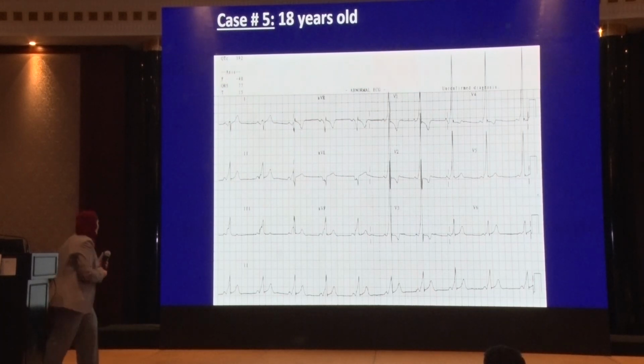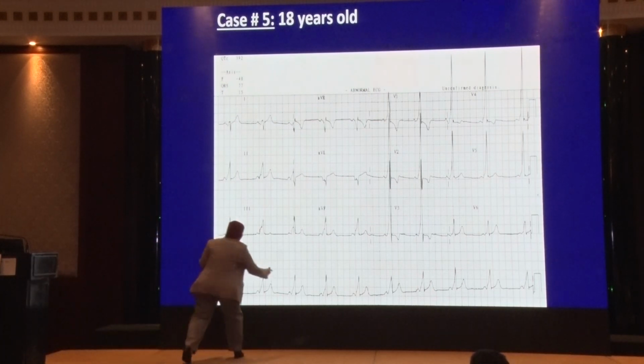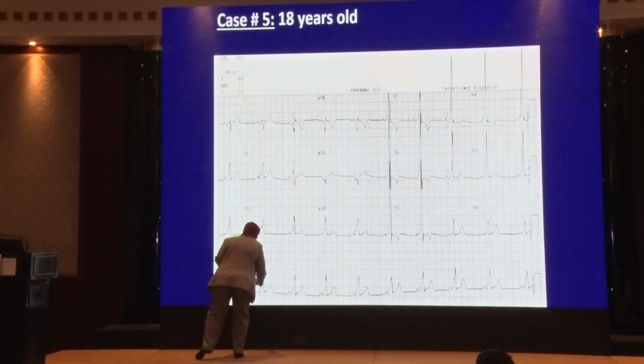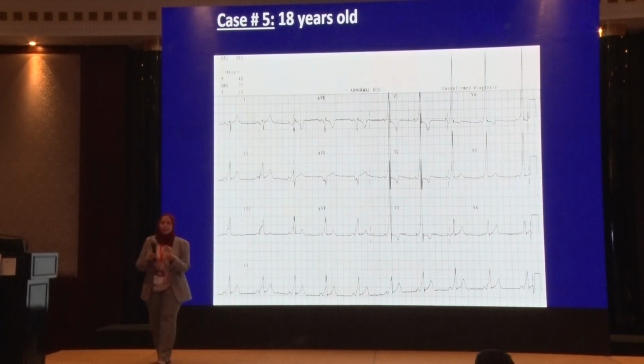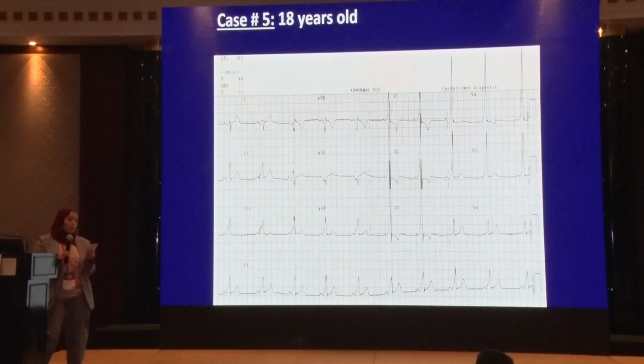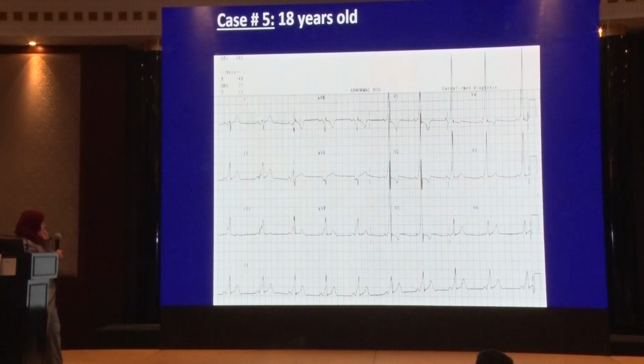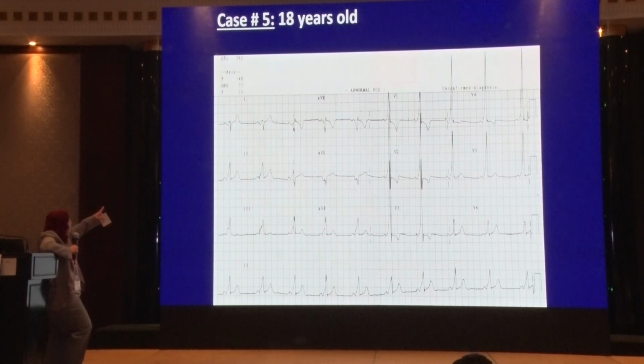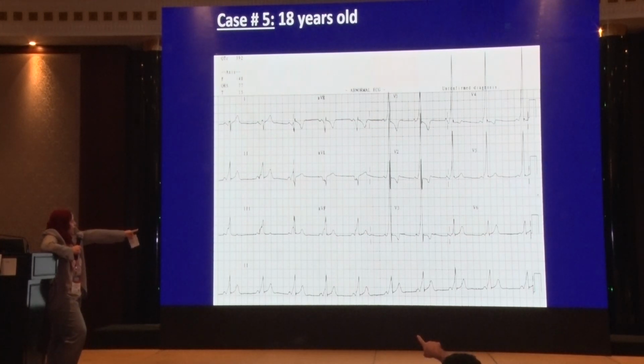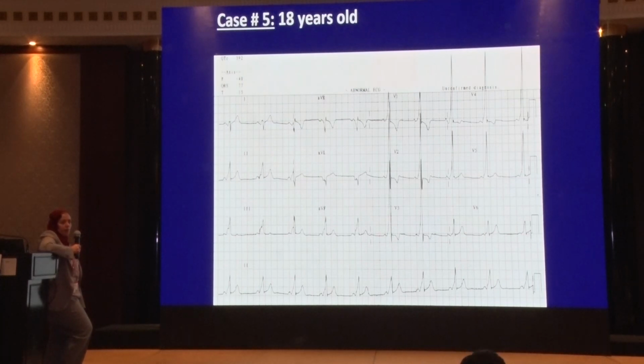Okay, it's 50 something. After the rate, we look at the axis. So the axis is abnormal. As this patient is in normal sinus rhythm, he's positive in 1, positive in lead 2, negative in AVR, and positive in AVF. So this patient is in sinus rhythm. Okay, so what are we going to look for?